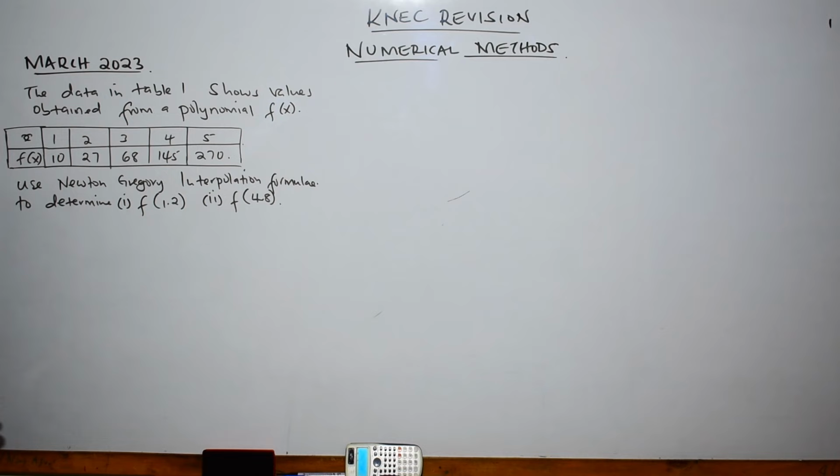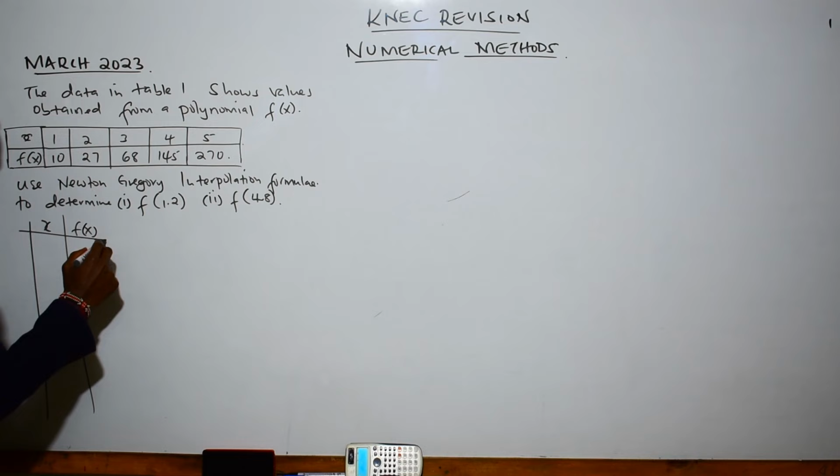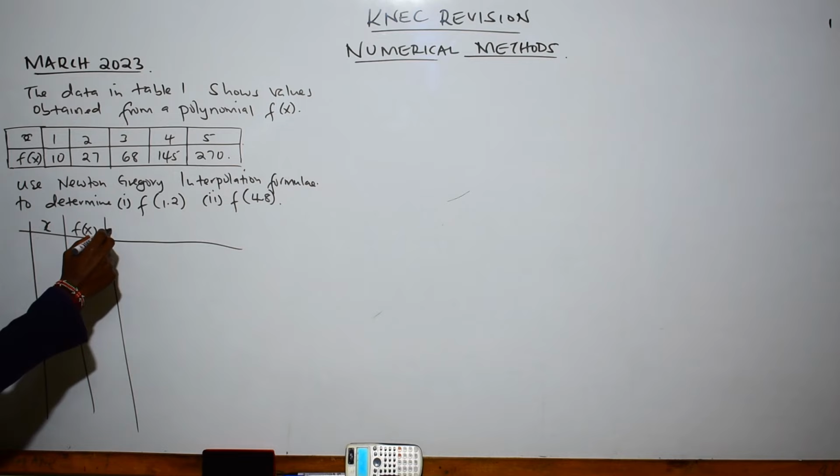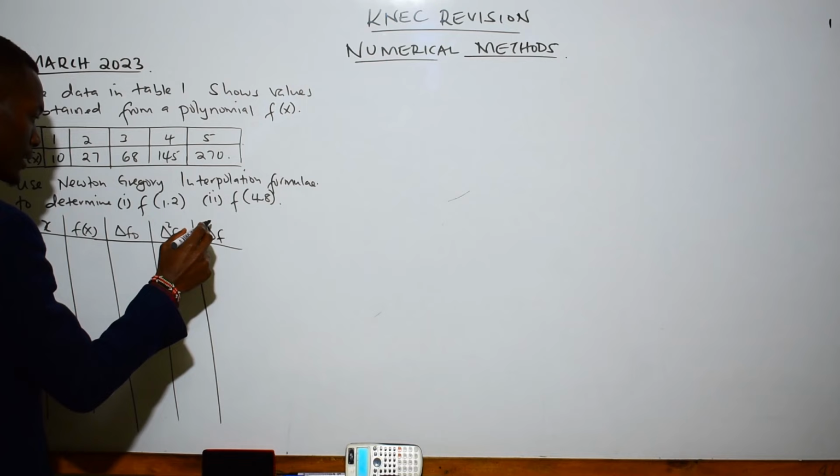So how do we start solving this? So we make a table that is vertical, having the x and the fx. So we have our x, and we have our fx. Then we shall check the differences. We shall be finding our differences here. So our first difference, our second difference, our third difference. Now something to note, so this one is our second, this one is the third.